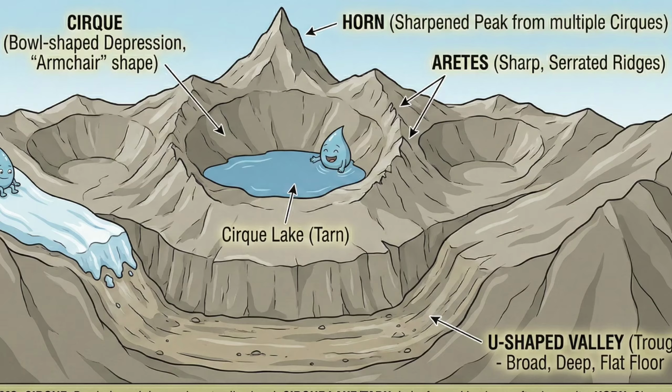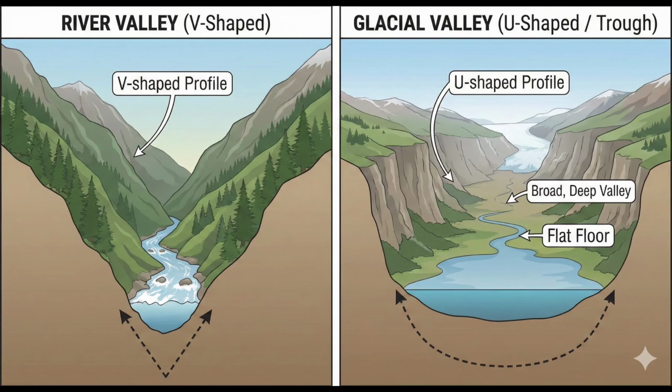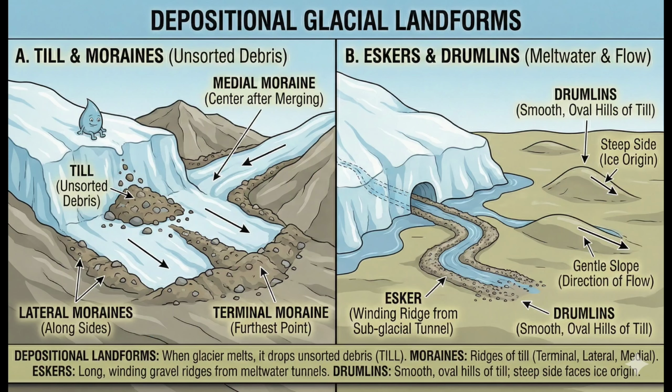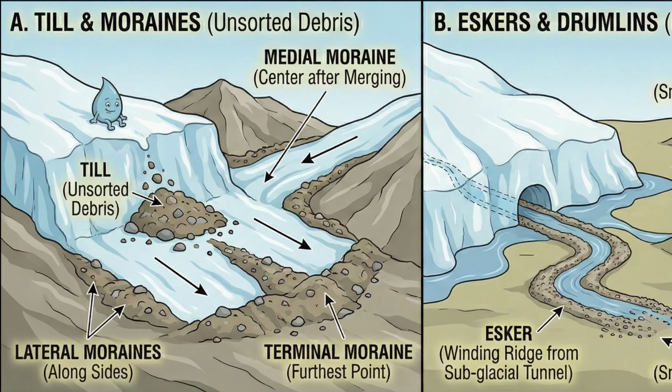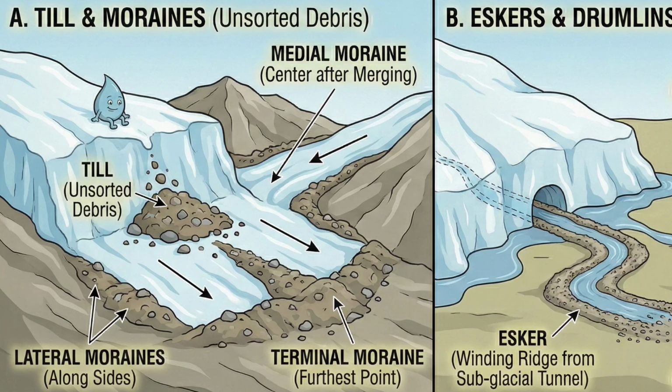Arêtes. These are sharp serrated ridges separating two glacial valleys. Glacial valleys, troughs. Unlike river valleys, which are V-shaped, glacial valleys are U-shaped. They are broad, deep, and have flat floors. Depositional landforms. When the glacier melts, it drops the debris it was carrying. This unassorted debris is called till. Moraines. These are ridges of till. Terminal moraines mark the furthest point the glacier reached.